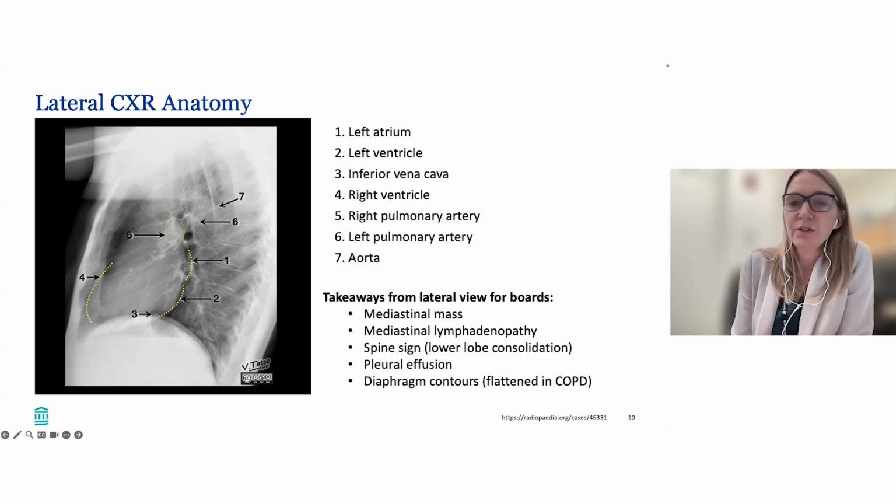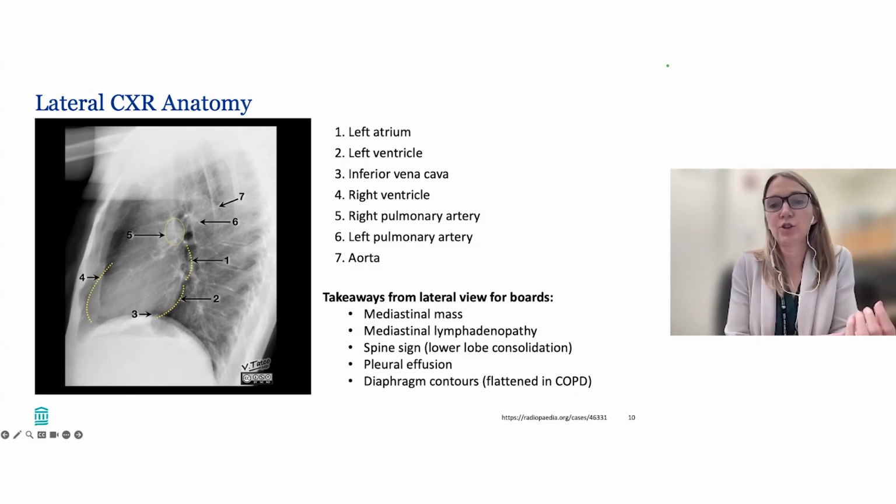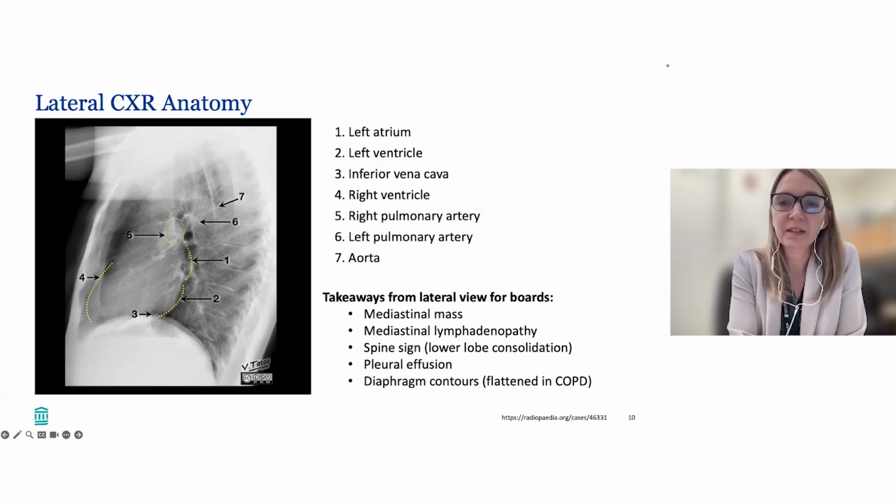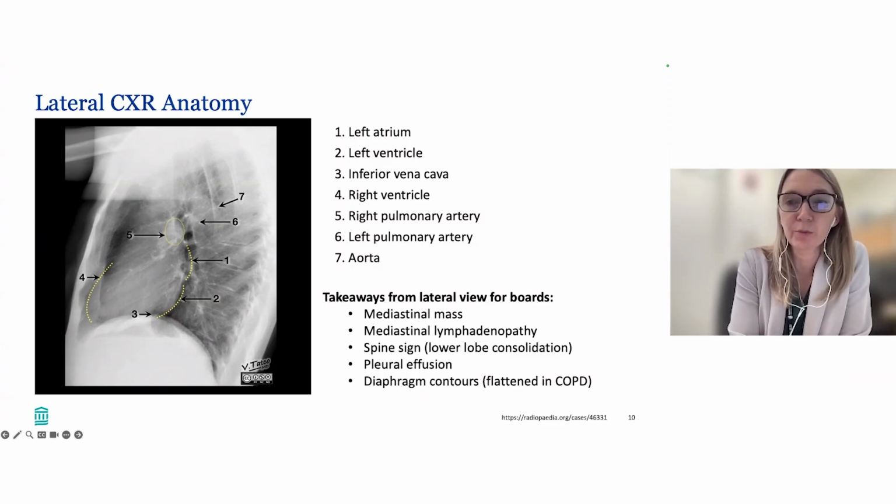The spine sign refers to the fact that the spine should get darker as you move inferiorly down the x-ray. If it does not and instead becomes whiter or more dense, then this suggests lower lung pathology or infiltrate.